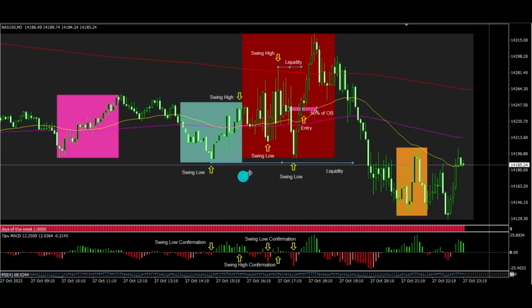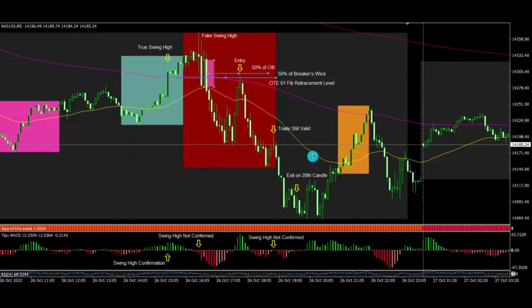You can see this swing low taken. It did not break below this swing low. It reversed and then went up past this order block. That would be your entry. When it came right back to 50% of this order block, you can enter there and look for this liquidity as a target. And as you see, price came back down and actually grabbed this liquidity.